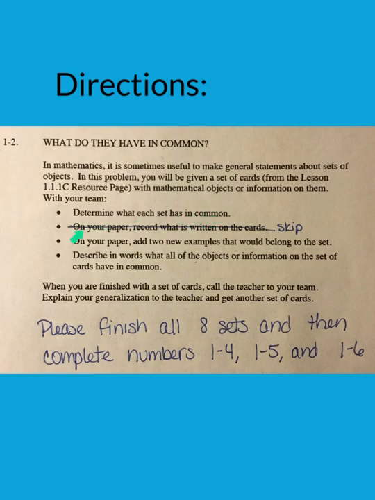Please skip step 2. On your paper, you will add 2 new examples that would belong to each set, and then describe in words what all the objects or information on the set of cards have in common. When you are finished, please go on and complete numbers 1-4, 1-5, and 1-6. When you have finished all of the problems, please submit it to Schoology.